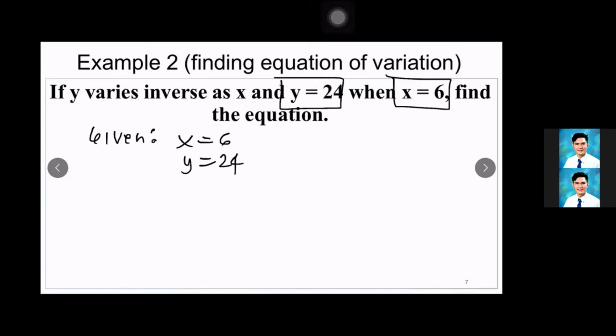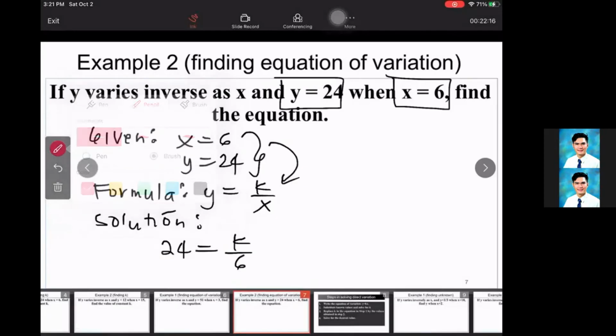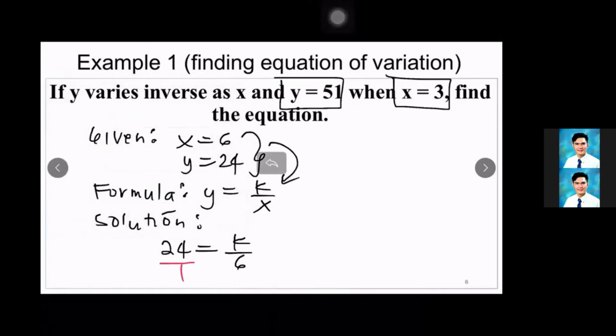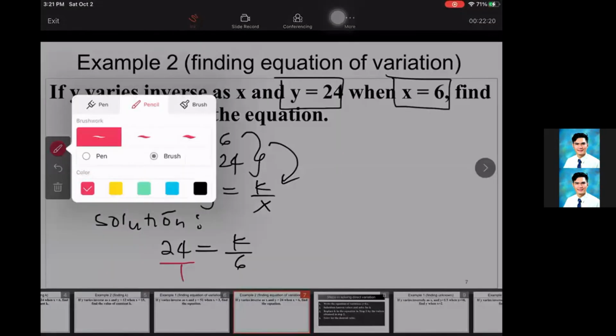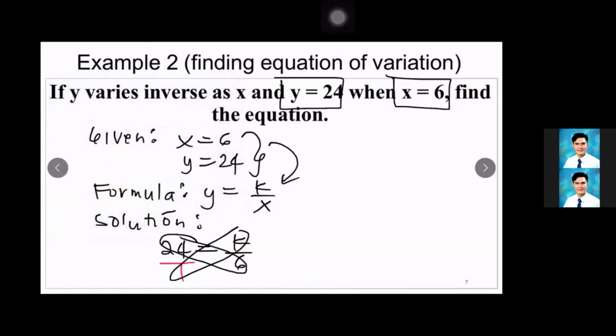So from here, we have writing the formula. For the formula, we have y is equivalent to k over x. Substituting the given to our formula, it will become the solution. We have y, which is 24, equals k over x, which is 6. Now, our next step is writing an imaginary 1 for us to apply cross multiplication. We have k multiplied by 1 and 24 multiplied by 6.